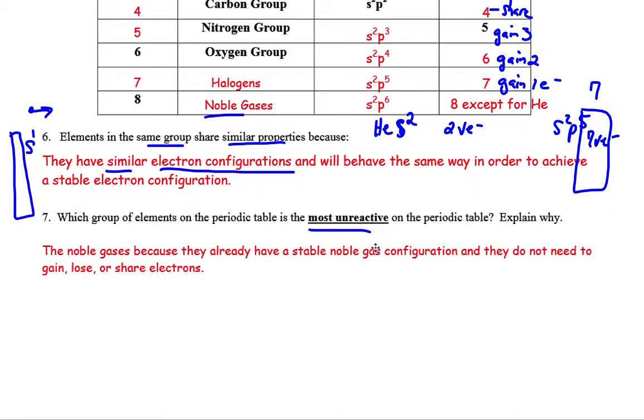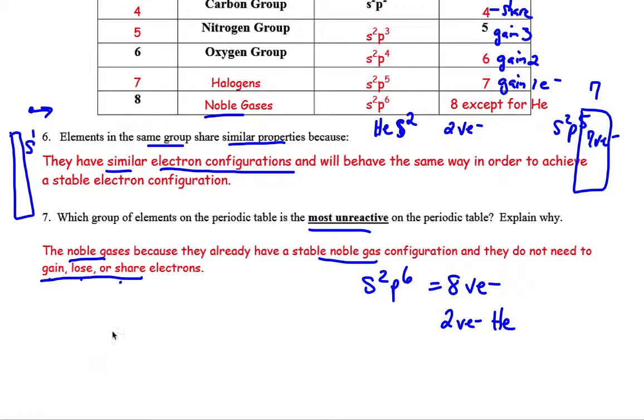And which group is most unreactive? These are your noble gases. Noble gases already have stable noble configurations. They end in s2p6. They have their 8 valence electrons, except for helium. Helium's got 2 valence electrons. But all the rest have 8, and they're nice and happy. They don't need to do anything. They don't need to gain, lose, or share electrons.